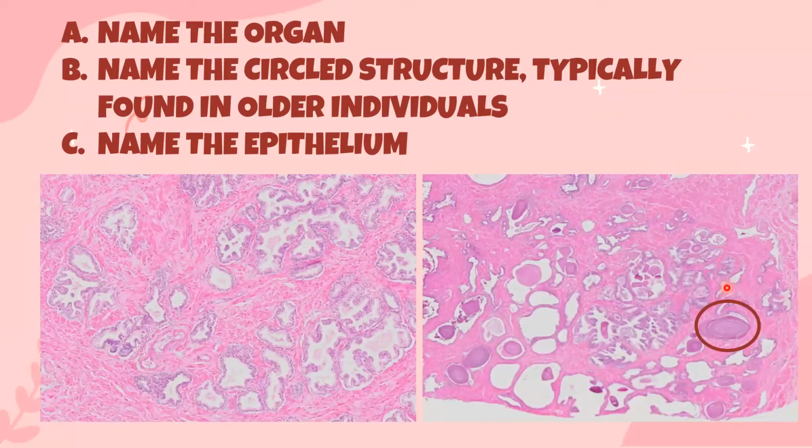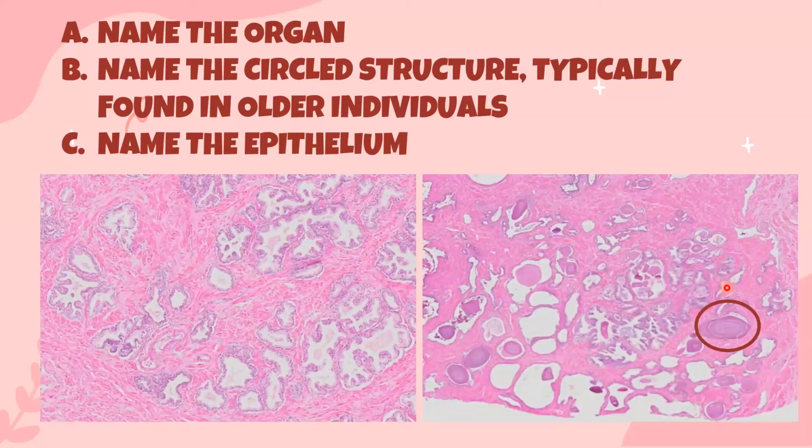Name the organ. This should be simple. Prostate, perfect. Name the circle structure that is typically found in older individuals. Old prostate, yes, that is true. Now, why did I know that this is an old prostate? It has the circles, yes. So it has those concentric stones that look kind of like an onion, okay? And this is called corpora amylaceae, all right?